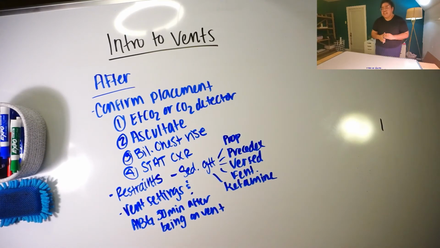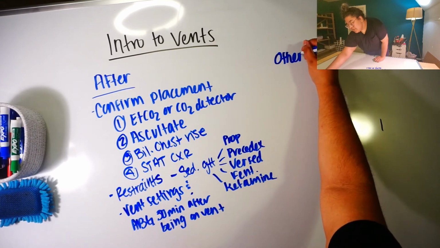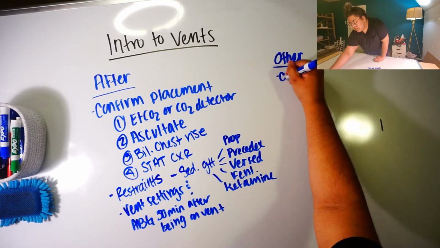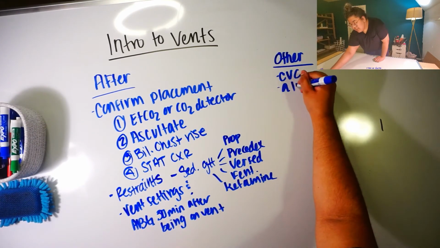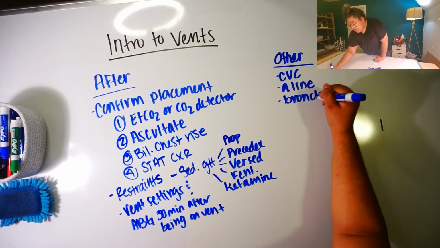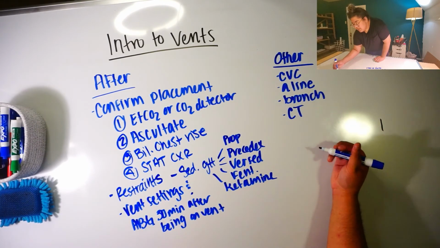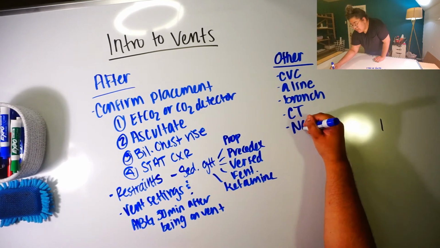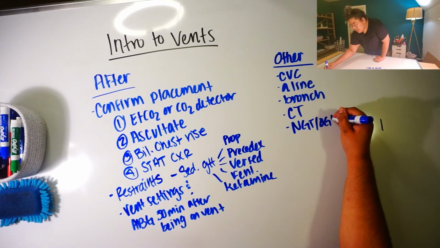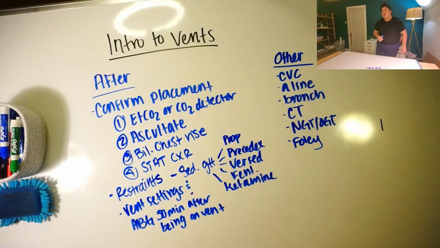Other little things that we may need to do. Maybe they're going to need a central line. Maybe they're going to need an A-line. Maybe we're going to bronch now, okay? Maybe they're going to need to go to CT, okay? They're probably going to need an NG tube or an OG tube, and they're probably going to need a Foley, okay? So other things that you may need, prepare for them.